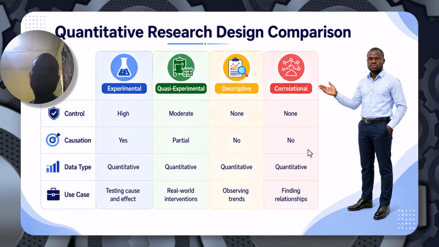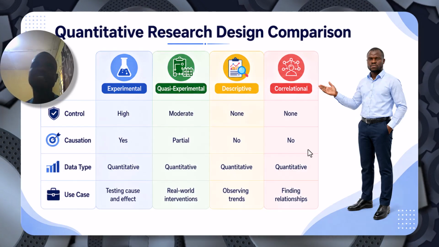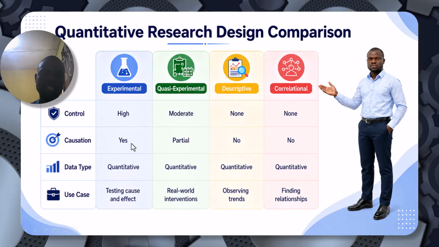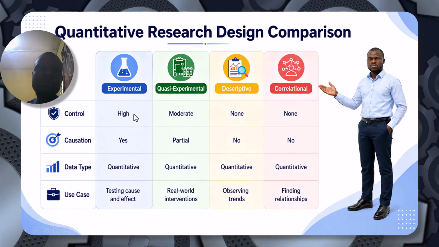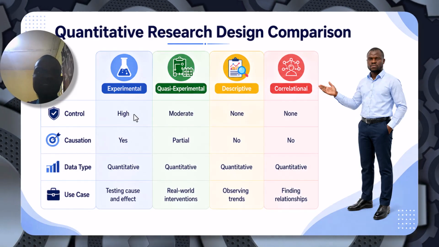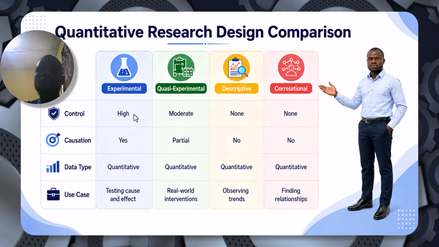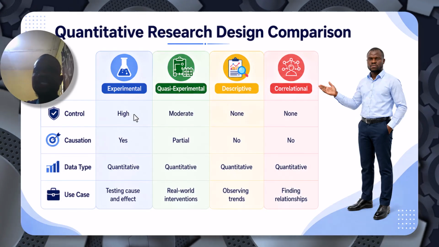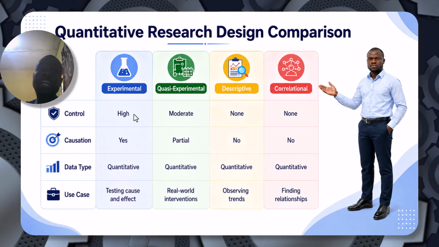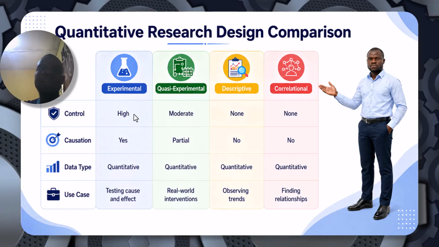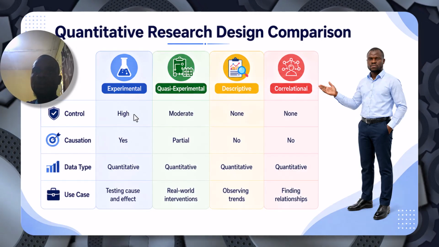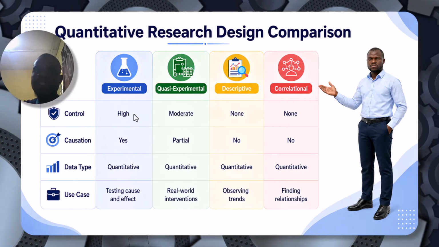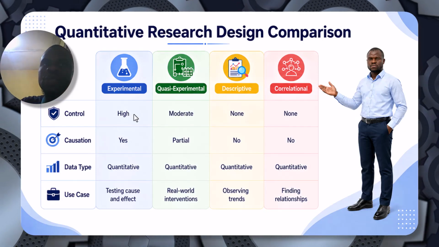One of the most powerful quantitative designs is experimental research, which is the first one. This design involves manipulating one variable and observing its effect on another while controlling other factors. For example, if you want to test whether a new teaching method improves student performance, you can apply the method to one group and compare the result with another group. The strength of experimental design lies in its ability to establish cause and effect relationships.